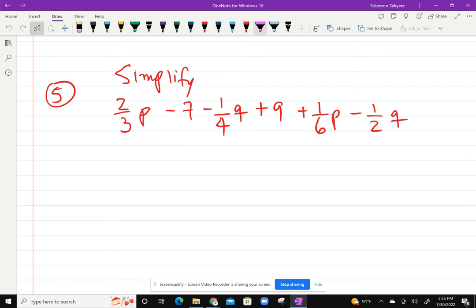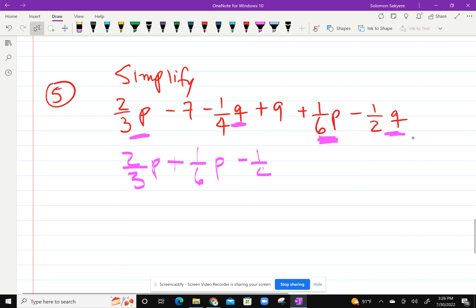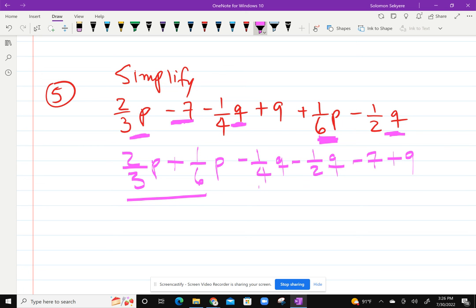Now, so we're going to do what? We have a P here, another P there. So we have 2 over 3P plus 1 over 6P. What else do we have? We have a Q there and another Q there. So minus 1/4 Q minus 1 over 2Q. And then the rest are just regular integers. Minus 7 plus 9. Now I can simplify there, I can simplify that, and I simplify this one.